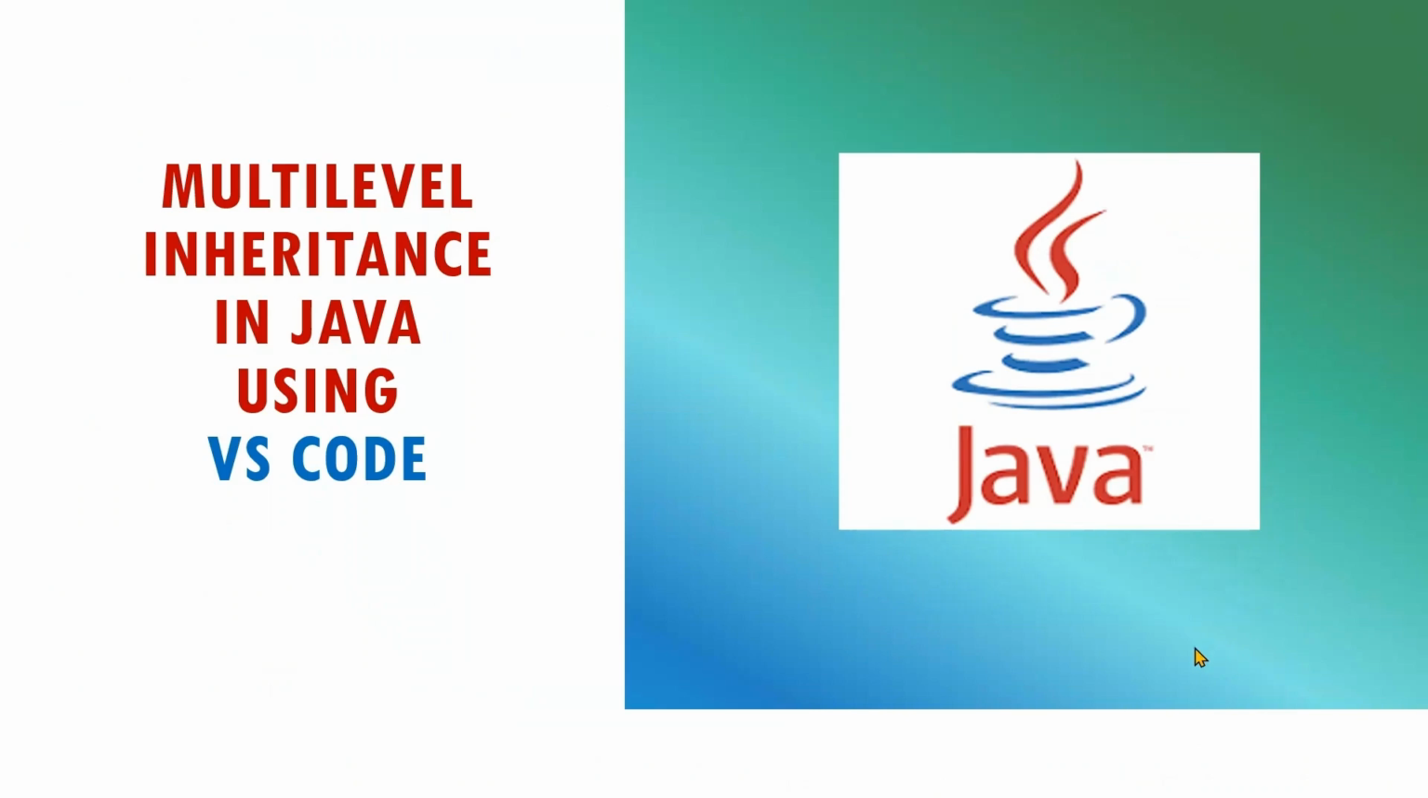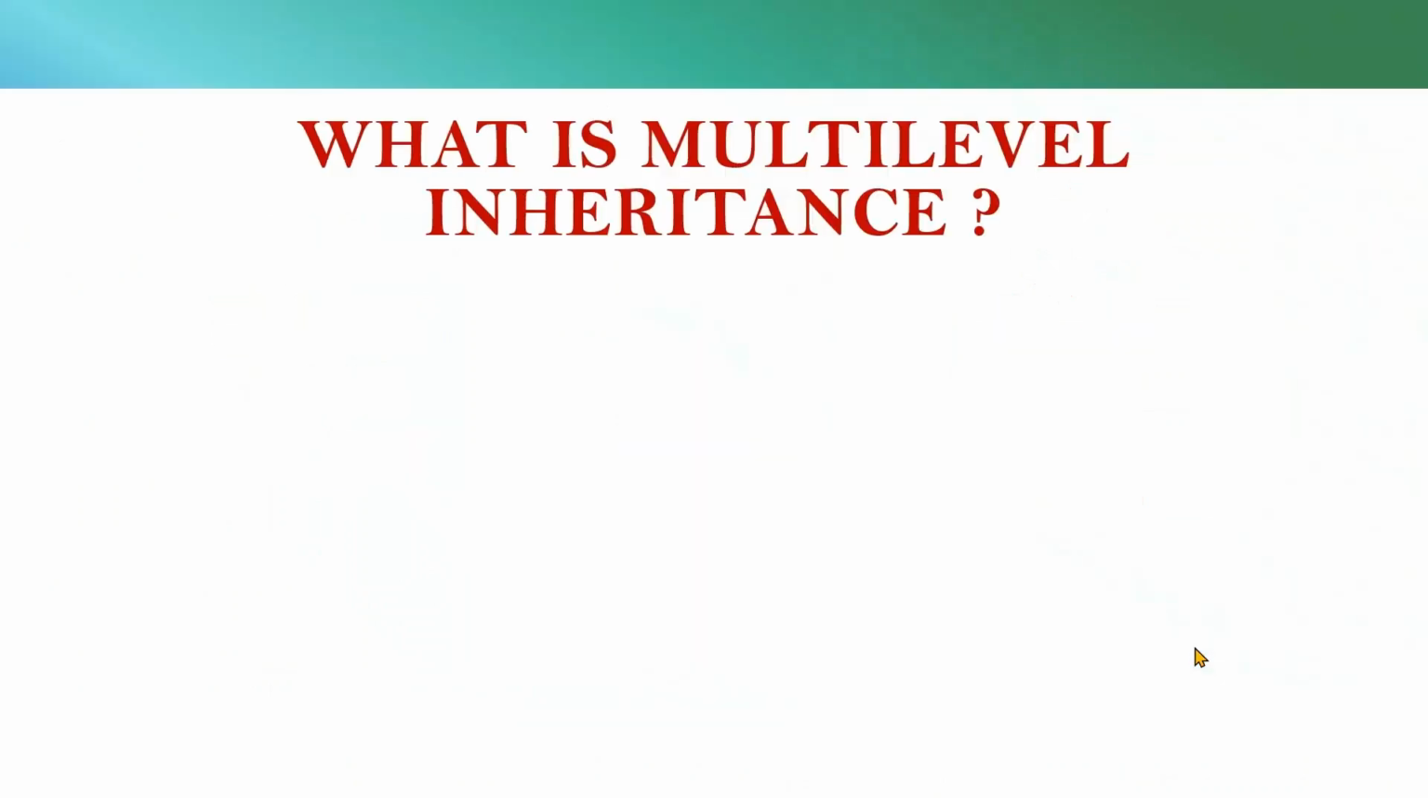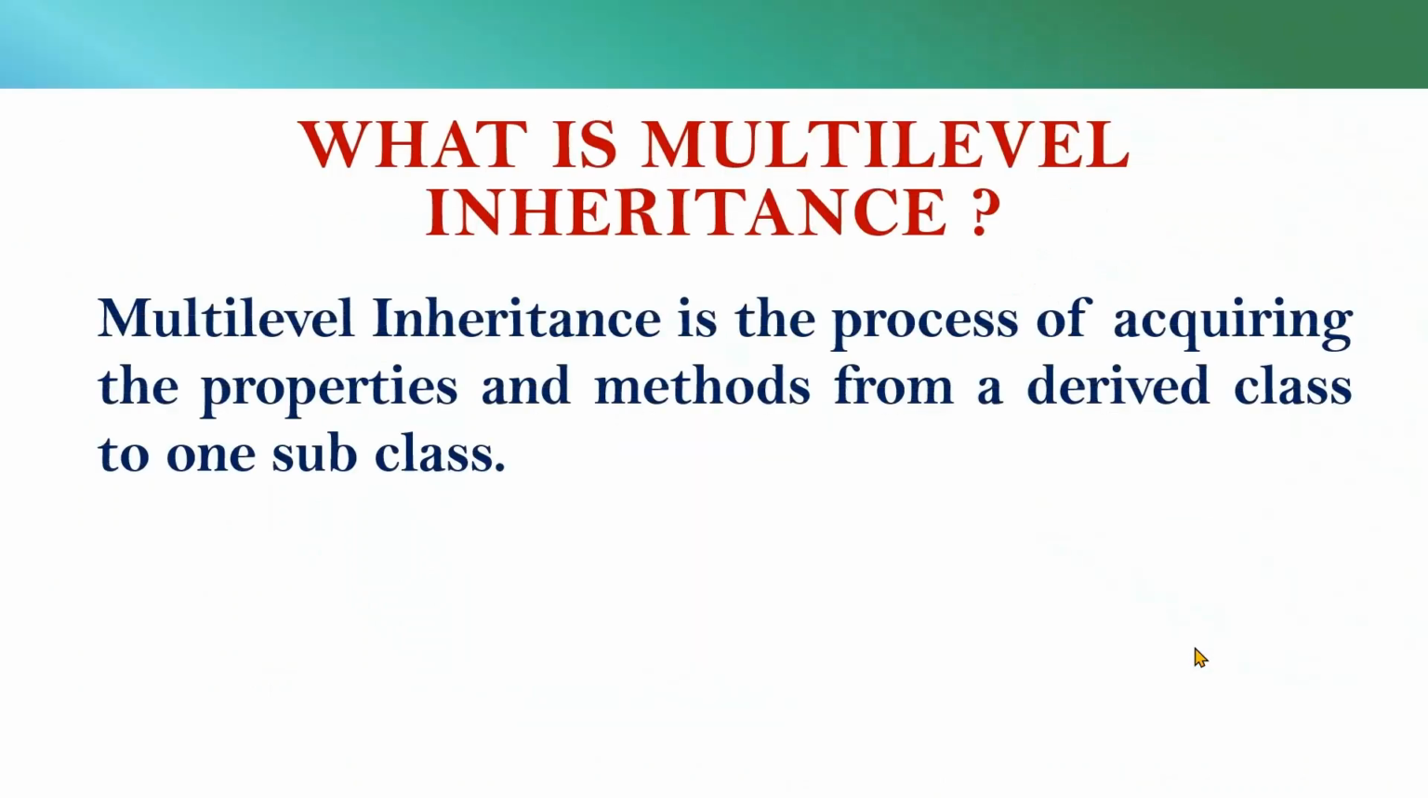Today I will explain to you about multi-level inheritance in Java using VS Code. What is multi-level inheritance? Multi-level inheritance is a process of acquiring the properties and methods from a derived class into one subclass.